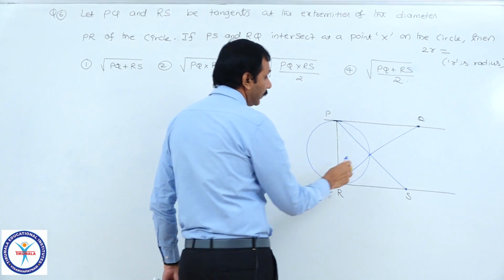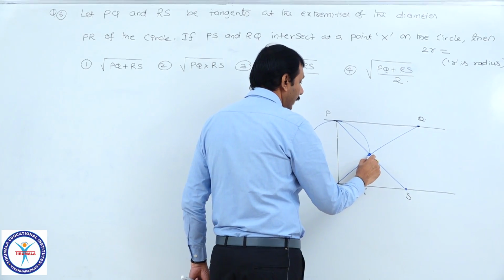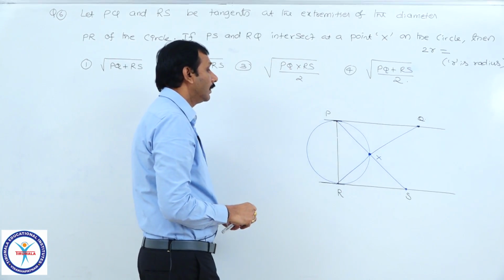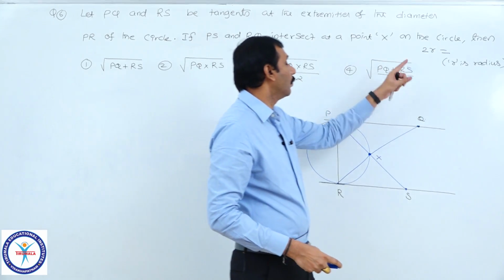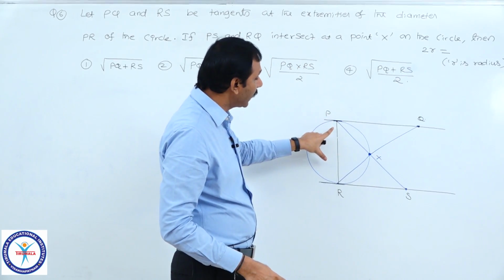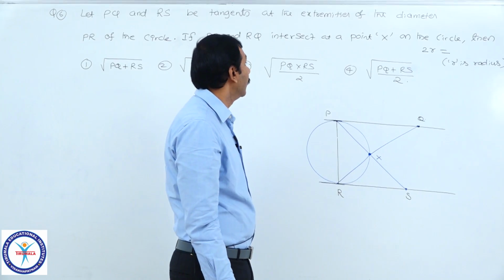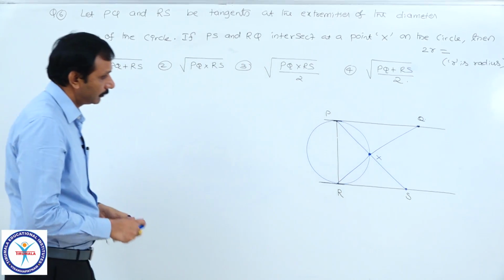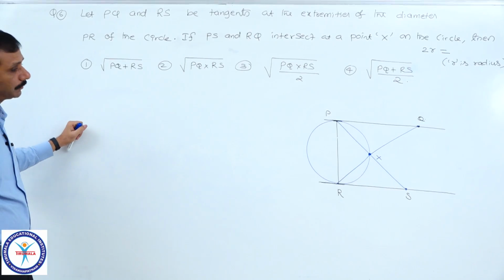Yes, these two are intersecting at a point capital X on the circle. Now they are asking 2R, meaning diameter PR, indirectly in terms of this PQ and RS. Observe this circle.